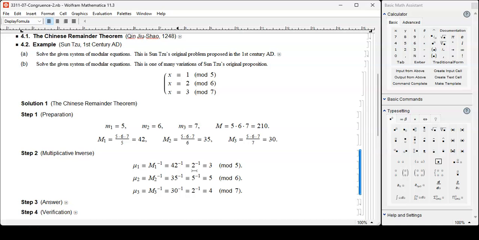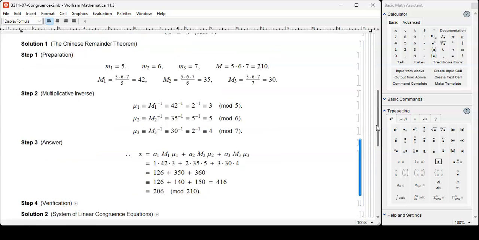42 is congruent to 2 mod 5, so we need 2 inverse. 35 is congruent to 5 mod 6, and that inverse. 30 is congruent to 2 mod 7, and that inverse. You end up with 3, 5, and 4 respectively. Those are mu1, mu2, and mu3. So we can put everything into this form.